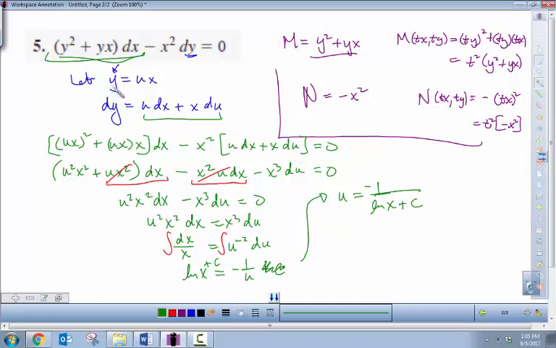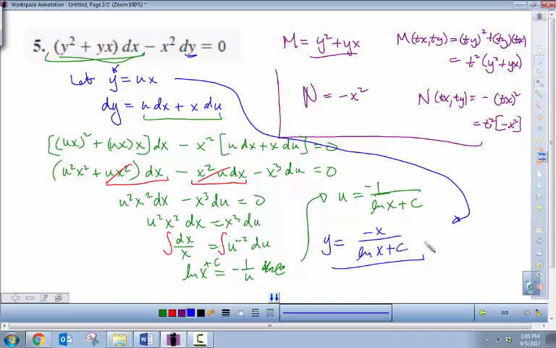Yeah, we set y equal to u times x. So if we do that replacement back, we found u, and then we just multiply this by x. And now we have the general solution.